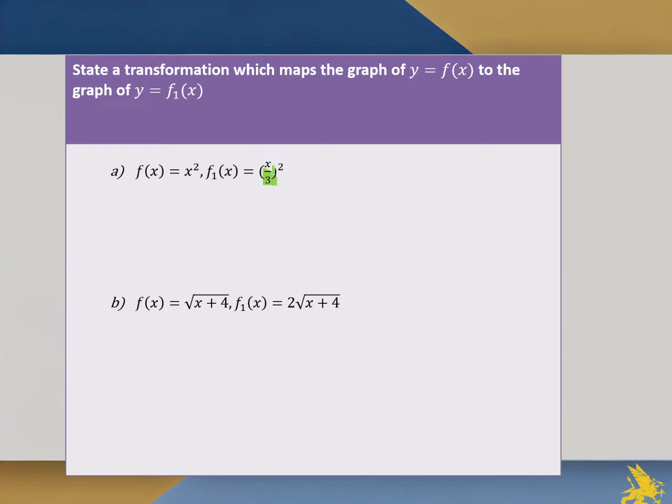Now, because it's dividing by 3 here, I also know, if we think about this graph, when we've got a value in front of the x that is small, it decreases that value, which means it's going to push it away from the y-axis. So we've got a horizontal dilation by a factor of 3 from the y-axis here.